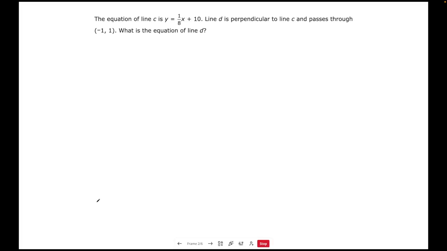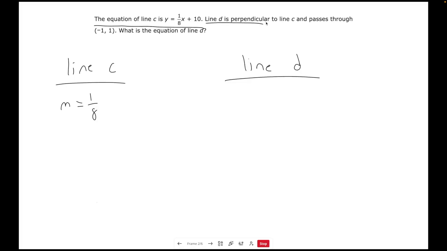So here's our problem. It says the equation of line C is y equals 1/8 x plus 10. So line C, we should be able to look at that and say, oh okay, we're already familiar with slope-intercept, hopefully. We should be able to look at that and say, okay, the slope is 1/8. And then they tell us line D is perpendicular. Okay, so we know that they are perpendicular to each other. We're going to use that info in a second. And it passes through a point, -1, 1. And they ask, what is the equation of line D?